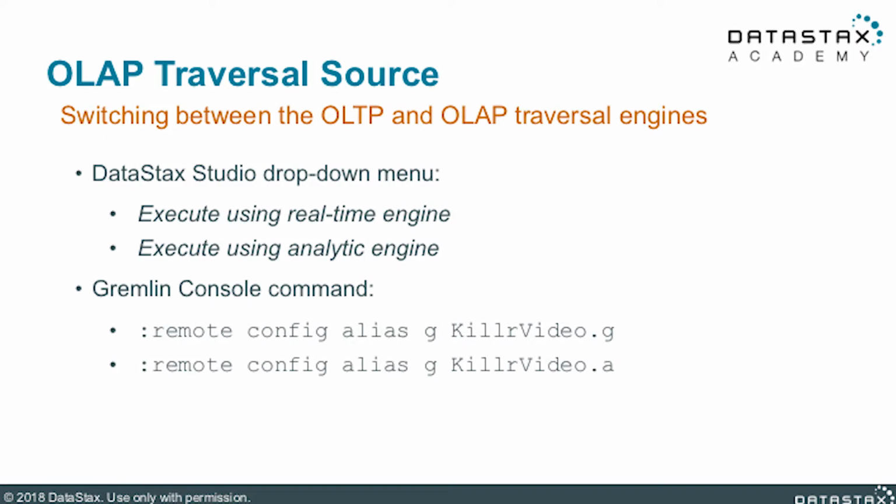In DataStax Studio, you can use the execution drop-down menu available for each Gremlin cell. You have two options: execute using real-time engine and execute using analytic engine. In Gremlin console, you can use the remote command to configure an alias g that refers to either killervideo.g or killervideo.a, which are OLTP and OLAP traversal sources, respectively, for the killer video graph. The Gremlin traversal itself does not have to change, which is the great news.